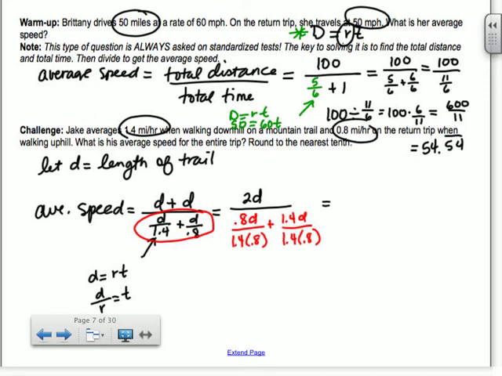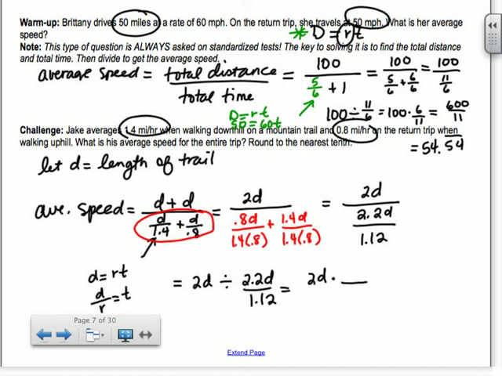So you have 2D divided by 0.8 plus 1.4, which is 2.2D, divided by, can somebody do 1.4 times 0.8? 1.12. All right, so that means I have 2D, you can use the old school division sign, divided by 2.2D divided by 1.12. Are you seeing why this D doesn't matter? Yeah, it cancels out. You have one on top and one on bottom.